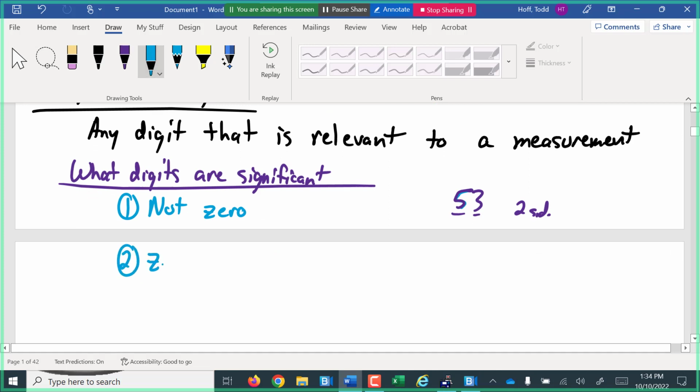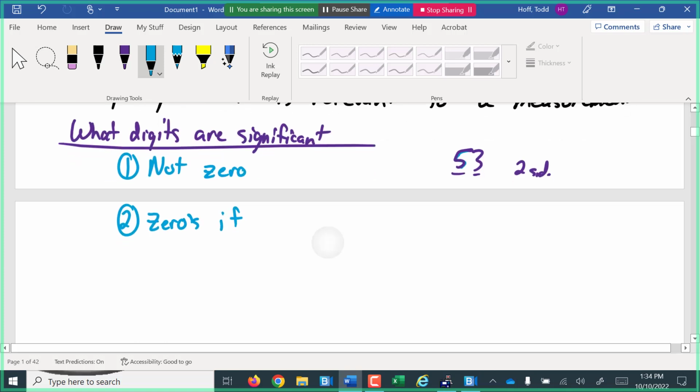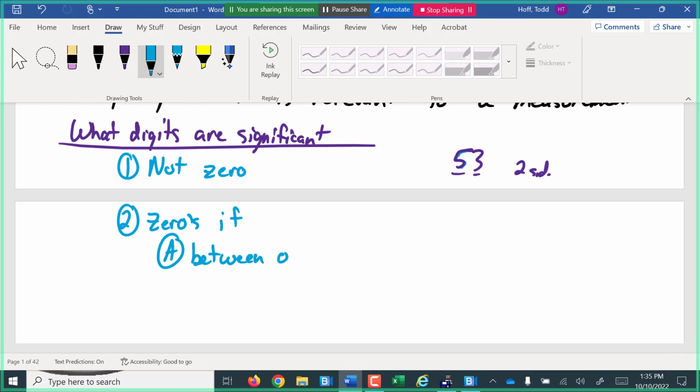Zeros can be significant if they meet one of 3 conditions. The first one is if they're between other significant digits. Well, what does that mean?